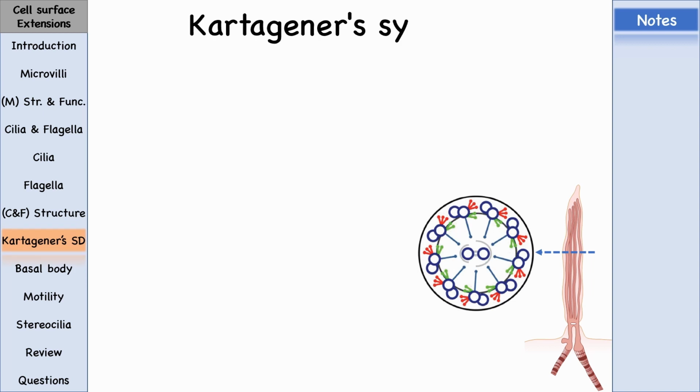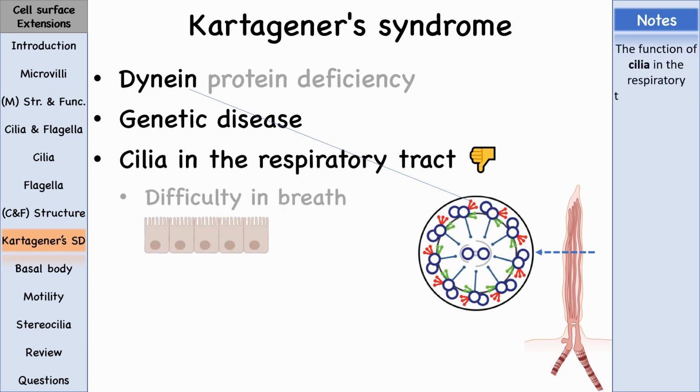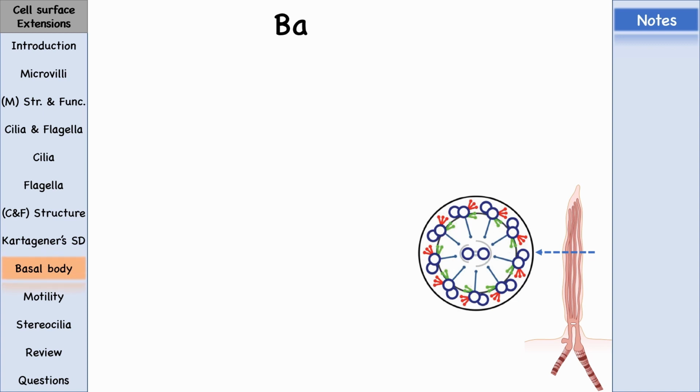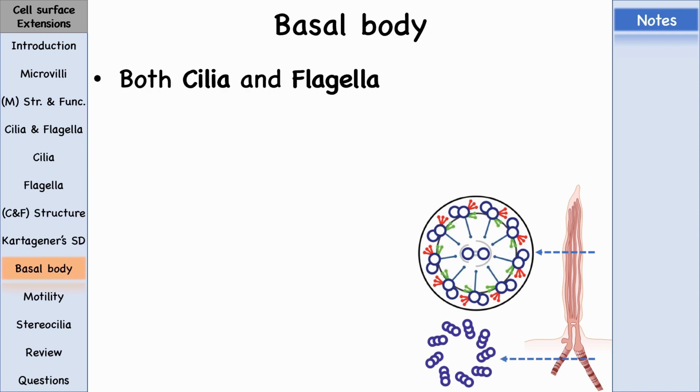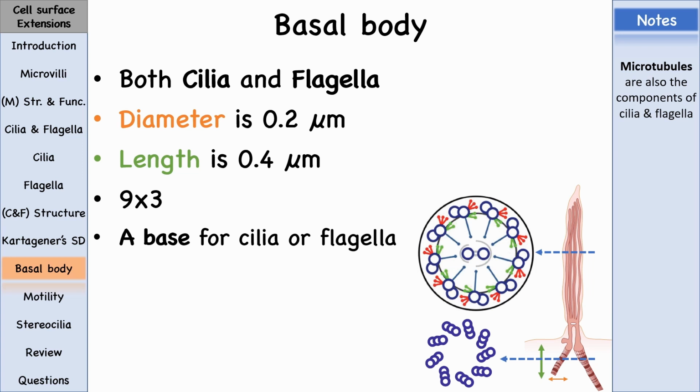Dynein deficiency causes a genetic disease called Kartagener syndrome. In this disease, the cilia in the respiratory tract cannot move, and thus breathing becomes difficult for the patient. And the flagella in the sperm cannot move either, and thus the man carrying this disease becomes infertile. Both cilia and flagella have a strong base in the cell, called the basal body. Its diameter is 0.2 micrometers, and its length is only 0.4 micrometers. Its structure is 9 triplet bundles of microtubules. It does not have a specific function, it only acts as a base for cilia or flagella.